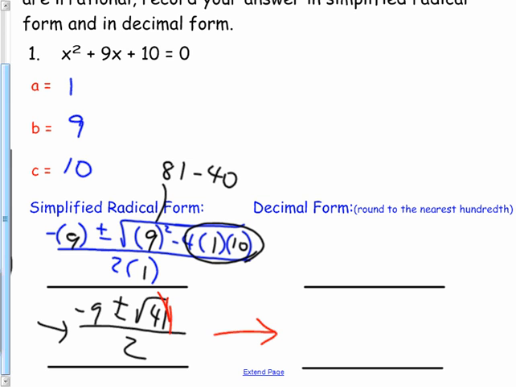What's the square root of 41? Needed some time to get your calculators out anyway. 6.4. So then you go through and say, oh wait, round to the nearest hundredth. That's not the nearest hundredth, that's the nearest tenth. 6.40. Okay, good. Then I'm going to go through and go -9 plus 6.40 divided by 2, and you get a decimal. And then you're going to get -9 minus 6.4 divided by 2, and hit equals, and you get that answer.